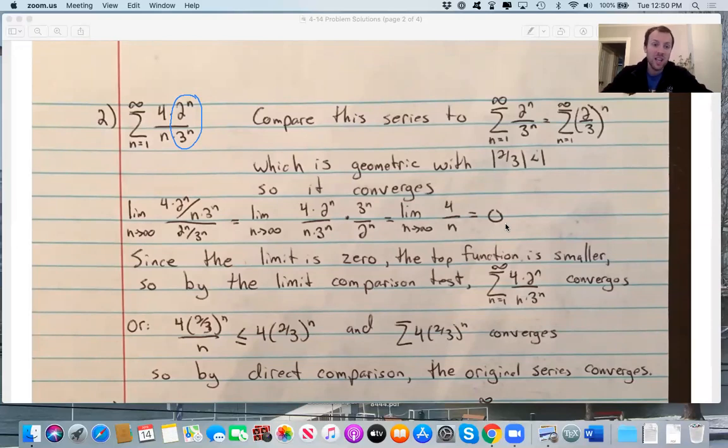How it works in this case is if the limit is 0, you're saying the top series is smaller. And so since this series on the top is smaller than the series on the bottom, and the bottom series already converges, then the limit comparison test gets us that the top series also converges.